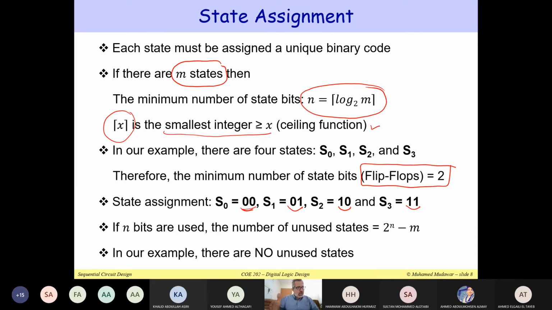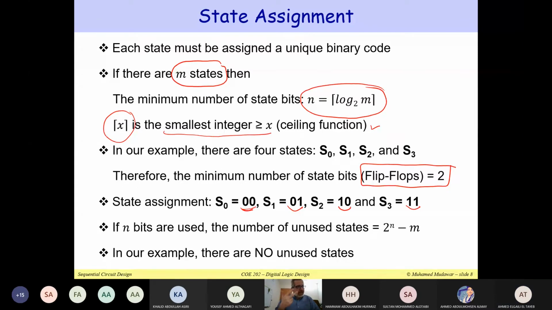So from 000, 001, 010, 011, and then you have 100. You need 1 more state. So you actually need 1 extra binary code for this state, and you need 3 bits. If you use 3 bits, 3 flip-flops, what is the maximum number of states that you can have? What is 2 to the power 3? 8. Exactly, 8 states.